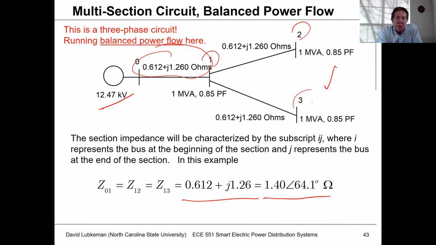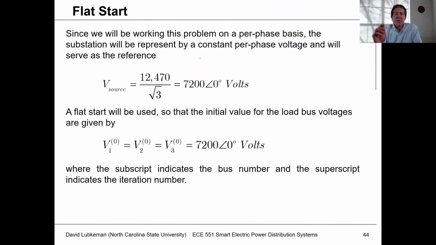When I talk about these impedances, the subscript corresponds to the from and the to bus numbers. So Z01 would be the impedance between bus 0 and 1 in this case. So how would I do a power flow in this particular situation if I had multiple segments? Well, I basically take what I did for the single segment and apply it starting at the loads and working my way back up toward the source.